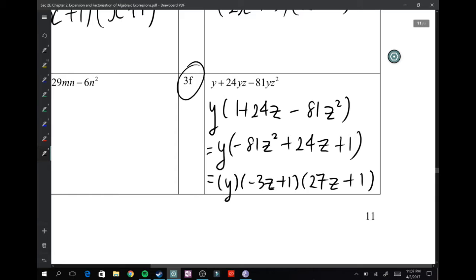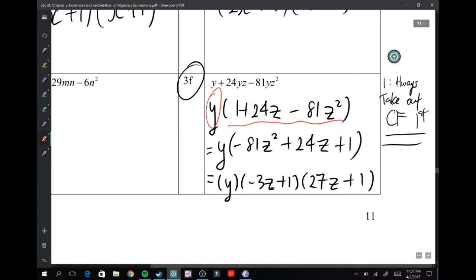Now let me just re-emphasize for 3f: the first step, you may want to write here, always take out the common factor first. This is the most crucial step. So if you see, I took out y as my common factor. Then I did the cross thing for the 3 terms inside the bracket, and of course, we rearrange them first in descending order, remember? Then finally we can get the answer.